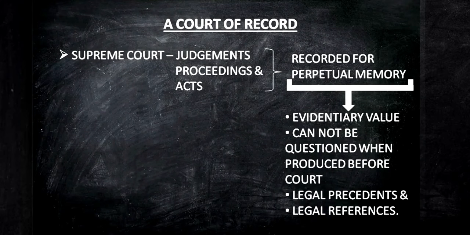Now another thing is that the Supreme Court is called a court of record. The Supreme Court has the power to record all its proceedings, activities and judgments that are taking place in the Supreme Court. So that's why the Supreme Court is called a court of record. But what do you actually mean by referring to the Supreme Court as a court of record? See, the Supreme Court records all the judgments, proceedings and acts.